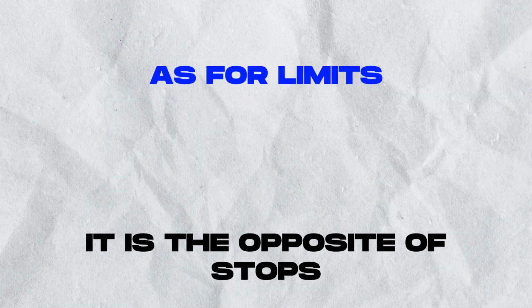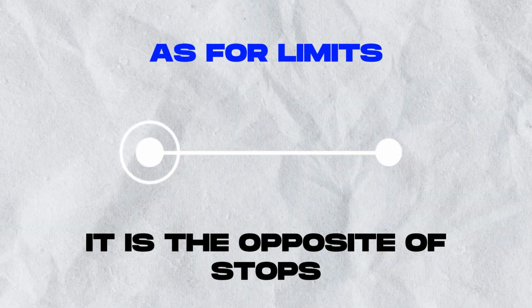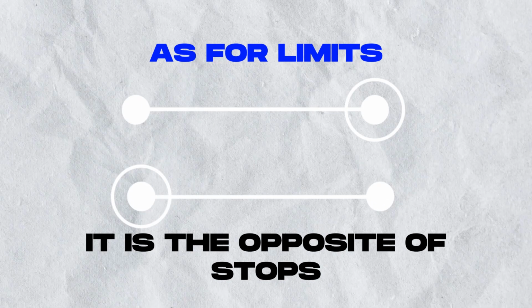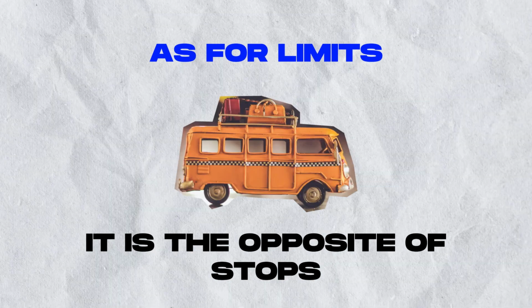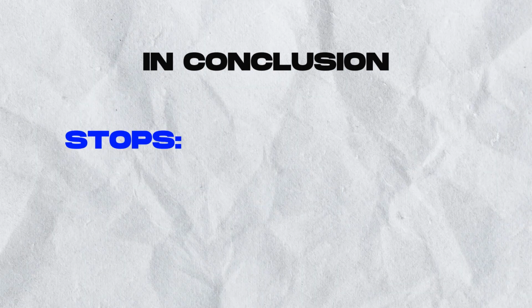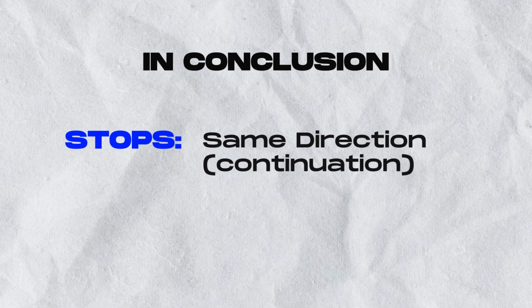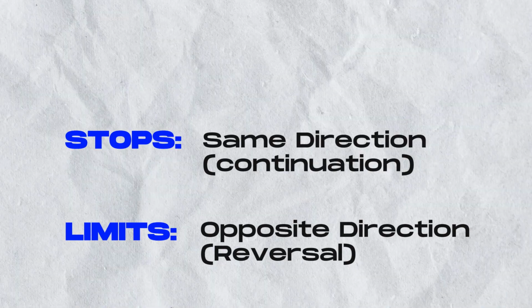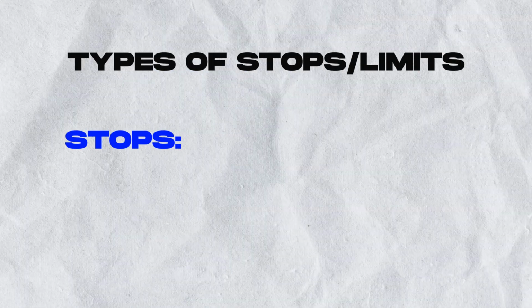And as for limits, it is the opposite of stops. For limits, instead of continuing on a straight line, you will move in the opposite direction after picking up the passenger at a bus station. In conclusion, we use stops when we want to trade continuations, and we use limits when we want to trade reversals. Now, we have 2 types of stops and limits.